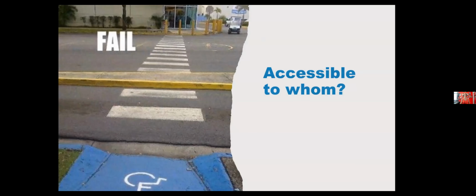How about this one? Who is this accessible for? There's certainly not a straight passage, a walkway there. A mobility device user is going to trip and cause an accident, an injury. So this is why accessibility is not quite the target that we're going for.